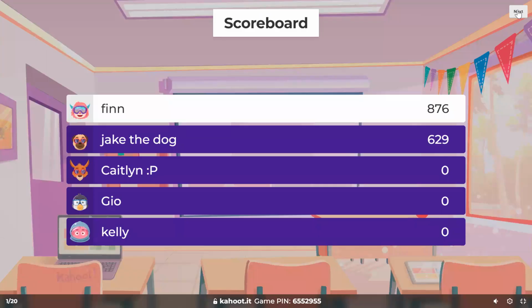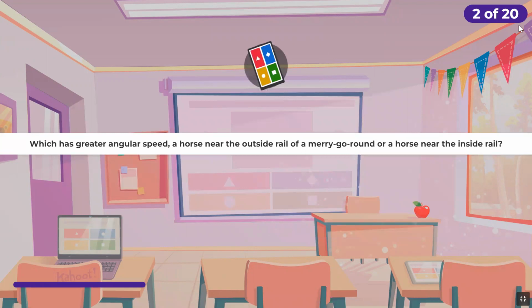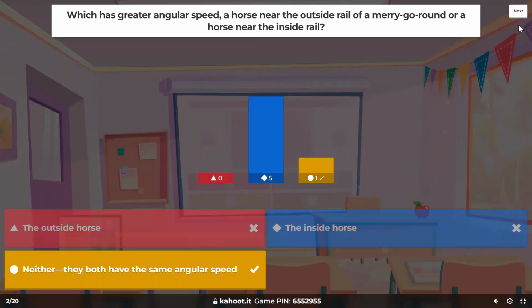All right, we got Finn and Jake the dog with some points. Which has greater angular speed, a horse near the outside or inside of a merry-go-round? One winner.